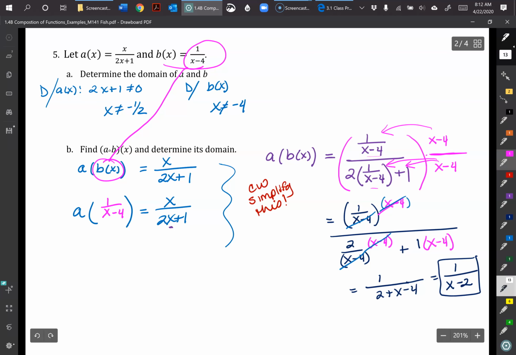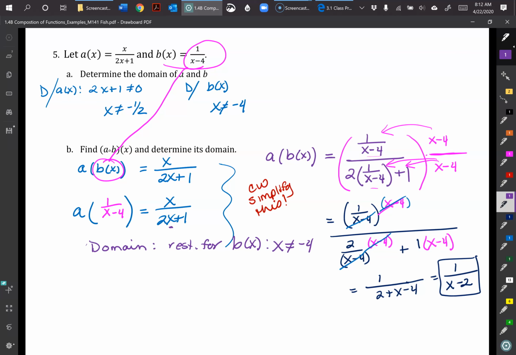So the domain is going to be, the inside function is b of x. So my domain will have to be the restriction for b of x. So that's going to be x not equal to 4. We also can't have a 2 there, right? Because if I have a 2 down here in my composite function, then that's going to cause trouble.